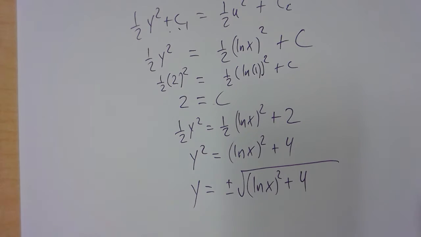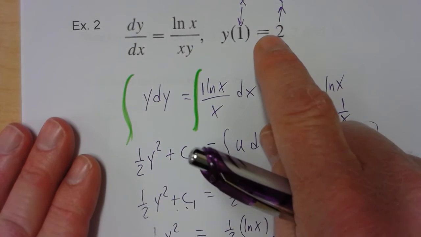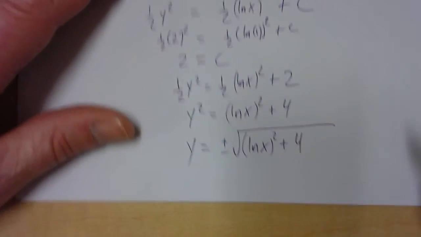Okay, now we can tell whether it's plus or minus because of that whole thing about throwing the stick in the stream and where the solution goes. Well, where am I throwing the stick in the stream to create that Euler path? I'm throwing it in at the point (1, 2). That's my initial condition. Therefore, (1, 2) has to work in this final solution to this differential equation.